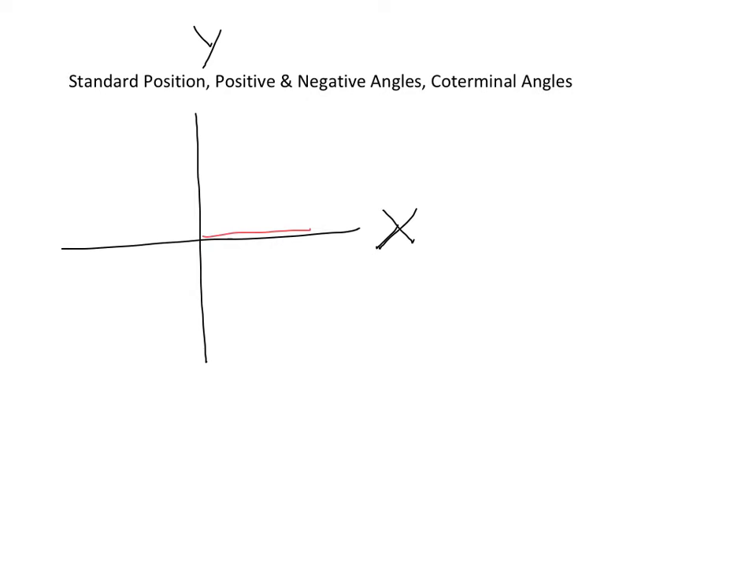Okay, and then it's going to swing open. It can swing either way. It can swing upwards or counterclockwise, and that would be considered a positive angle if I swing up and come to my terminal side. Now if I swing down, I now have a negative angle to my terminal side. So I swing clockwise and get a negative angle.